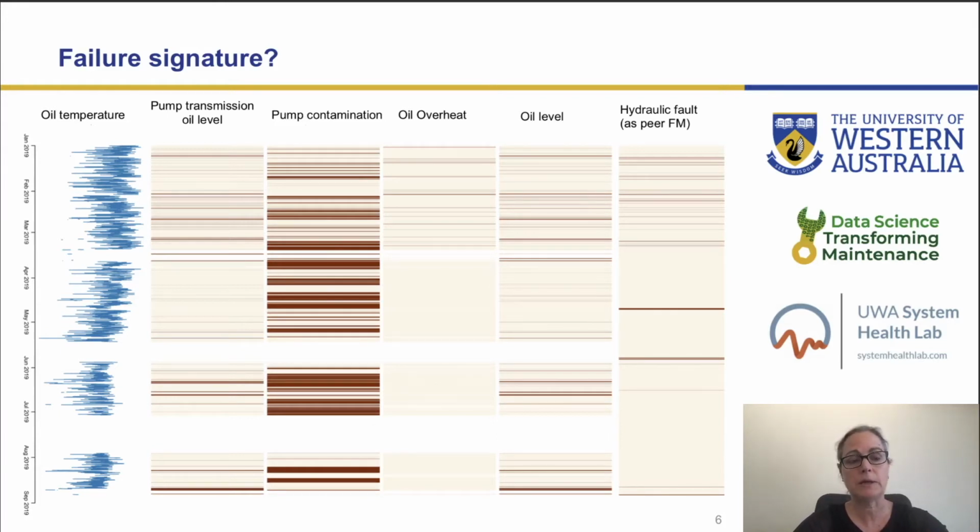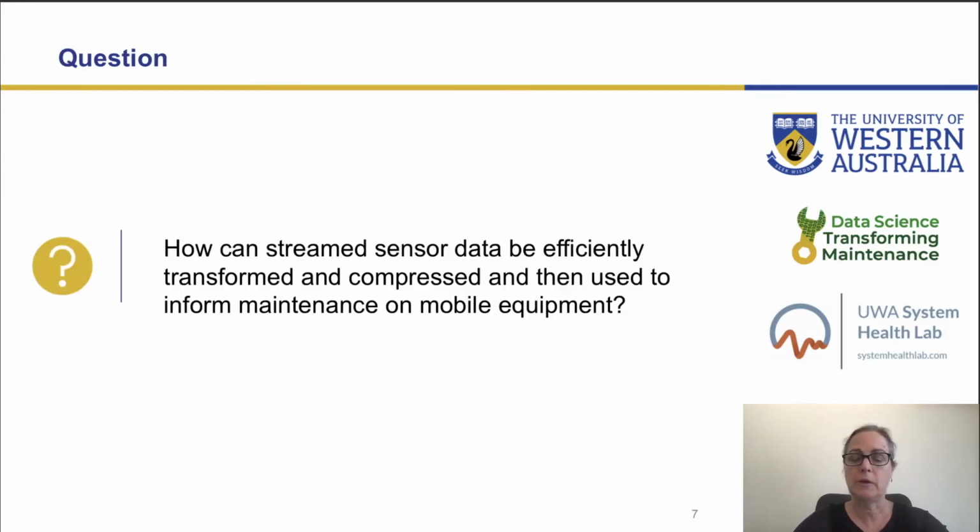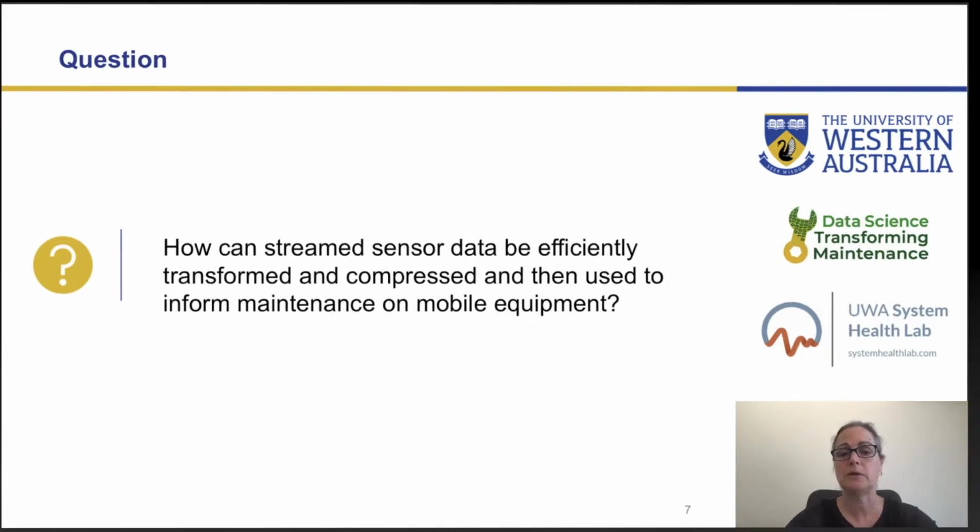If I were to look at this, it's not easy for me to see when I would think a hydraulic fault was about to occur from looking at the rest of the data on this page. So the question we are faced with is, how can streamed sensor data be efficiently transformed and compressed and then used to inform maintenance on mobile equipment, given the sort of data set that we have just described to you?